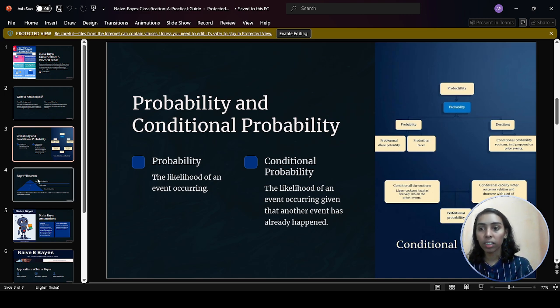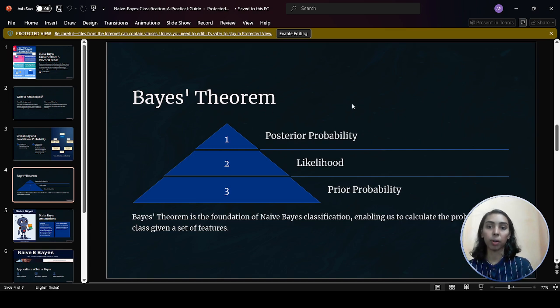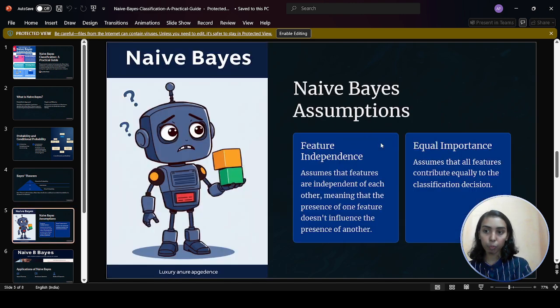So here we will see Bayes theorem. Under the naive Bayes theorem, we have posterior probability, likelihood, and prior probability. Bayes theorem is the foundation of naive Bayes classification, enabling us to calculate the probability of the class given a set of features.